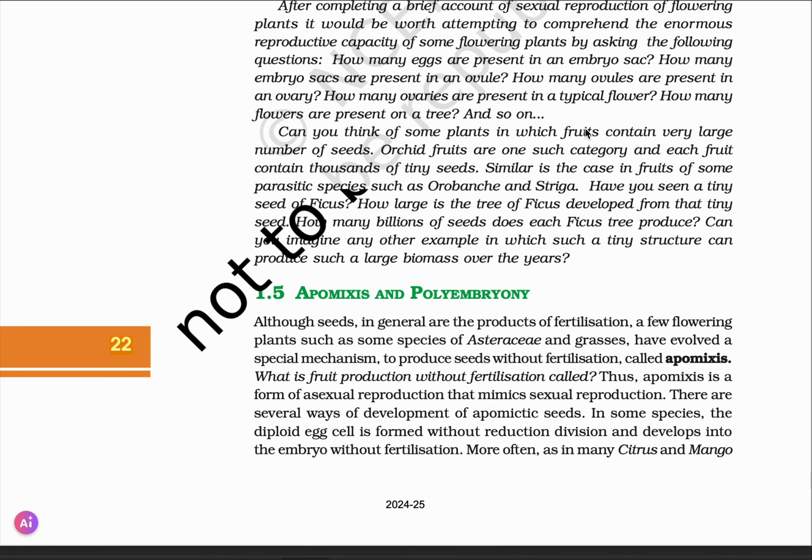Can you think of some plants in which fruits contain a very large number of seeds? Orchids, then papaya, watermelon. Orchids are such a category in which each fruit contains thousands of tiny seeds. Similarly, it is the case with fruits from the parasitic species Orobanche and Striga. These are important ones that you need to remember, and the question could be asked accordingly: which parasitic species have multiple seeds.